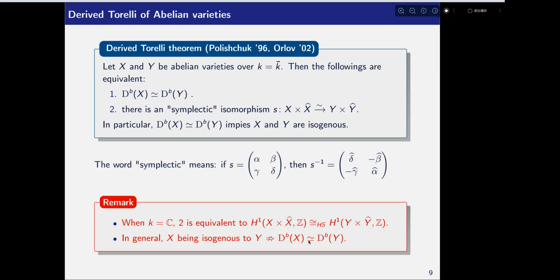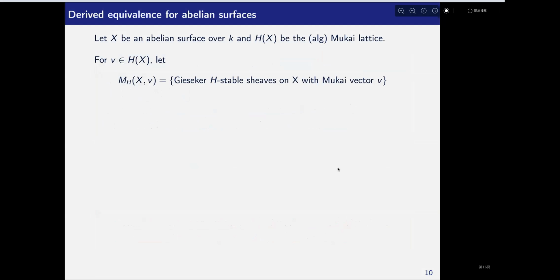And actually, for abelian surfaces, we will give a complete answer to this question, just the relation between the derived or twisted derived equivalence and the isogeny between abelian varieties. Let's just say a few words about the derived equivalence for abelian surfaces.